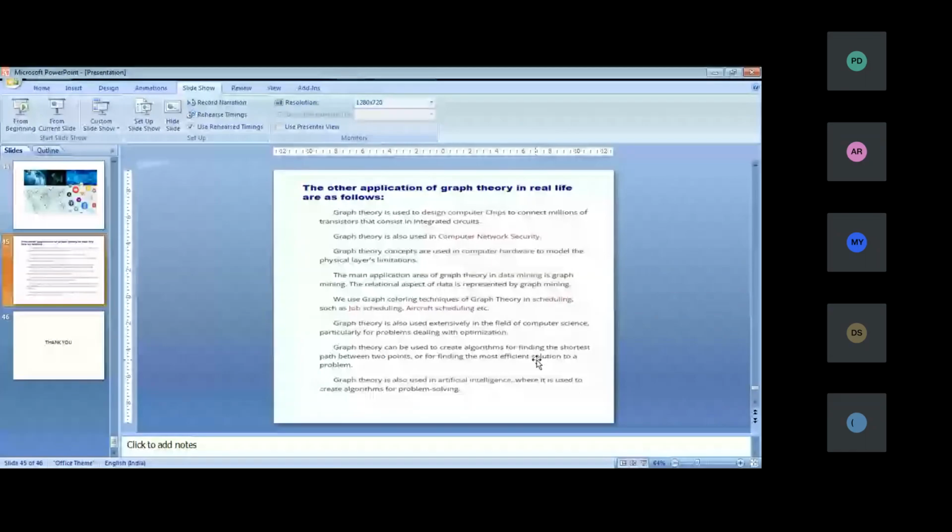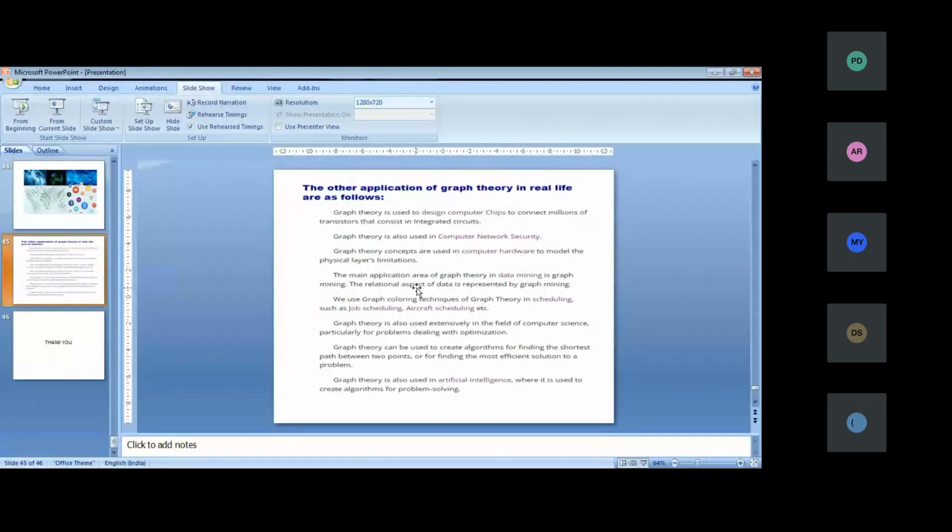Another field where we are using graph theory: graph theory is used in designing computer chips. In producing computer chips, we use graph theory to connect millions of transistors in integrated circuits. Graph theory is also used in computer network security. Graph theory concepts are used in computer hardware to model the physical layers and limitations.